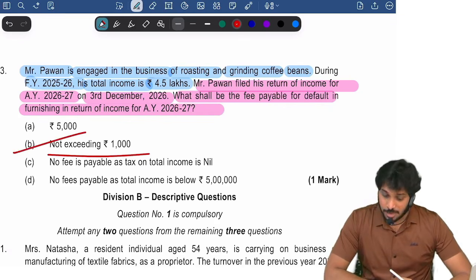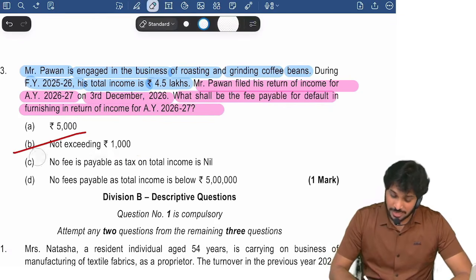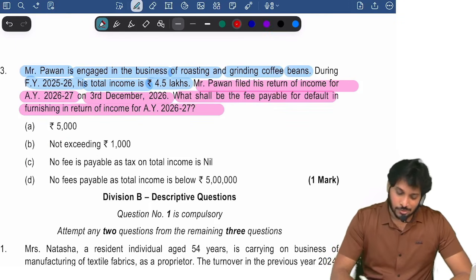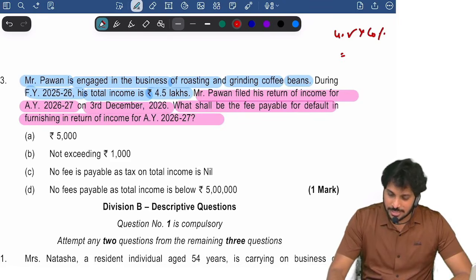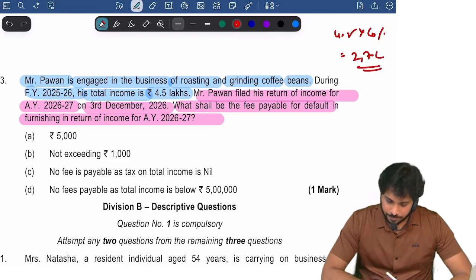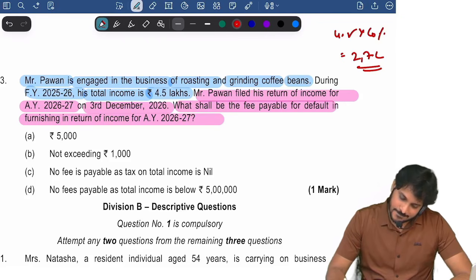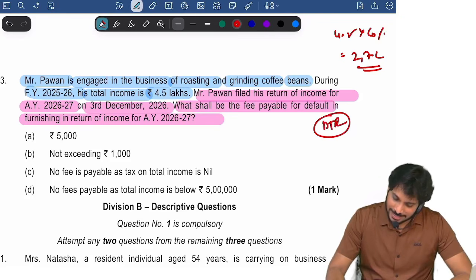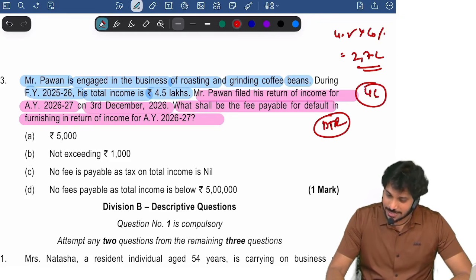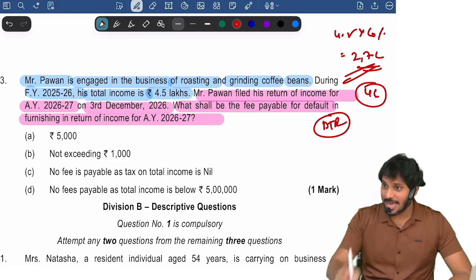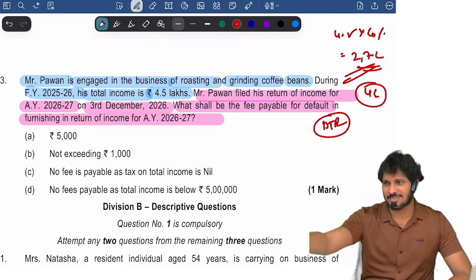Because of the total income, by the way, wait. First of all, we should compute whether he is liable for filing return of income. 4.5 lakh into 60% is the business income, correct? Roasting is also there. 2.7 lakh. After agriculture income exemption, is the total income exceeding the basic exemption limit? 2.5 lakh is basic exemption. By the way, which regime is that? If nothing is mentioned, I assume the default tax regime. Under the default tax regime, basic exemption is 4 lakh. His income is not exceeding the basic exemption limit. Therefore, he is not required to furnish the return of income. And when not required to furnish return of income, furnishing on a belated date doesn't matter.